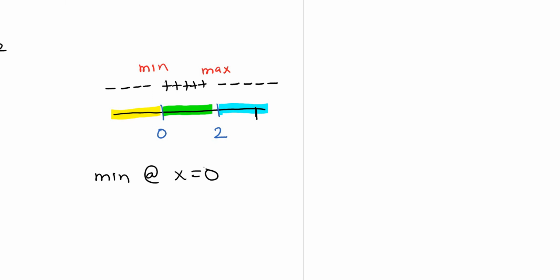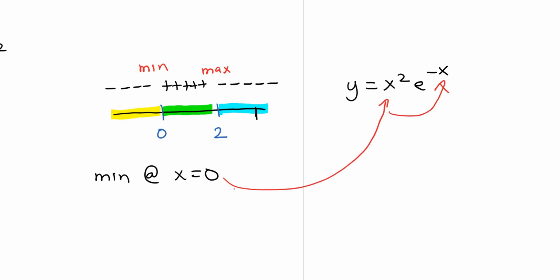And for x equals 0, my original function was y equals x squared times e to the negative x. If I plug in 0 back into my original function here, that's just going to give me a 0 for the y value. So the actual coordinate is going to be (0, 0). So there's my min.